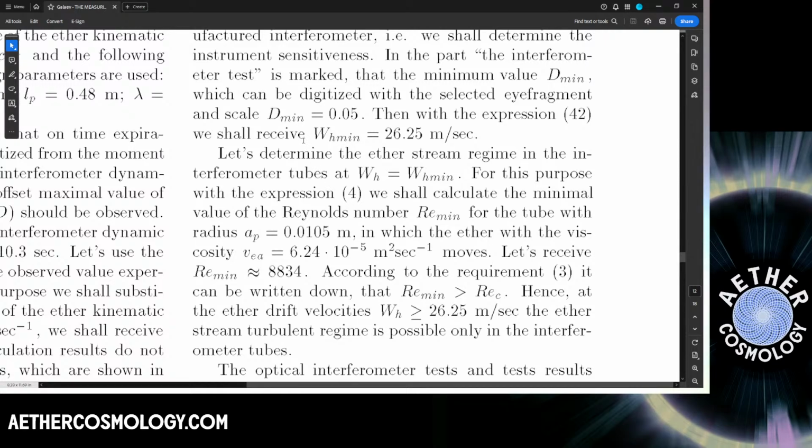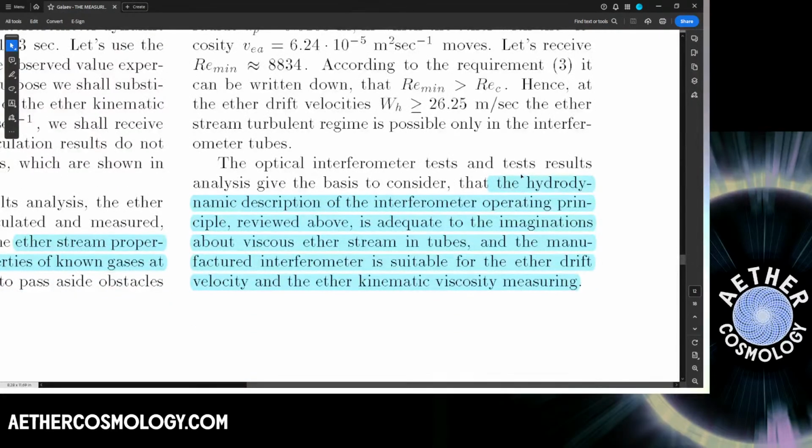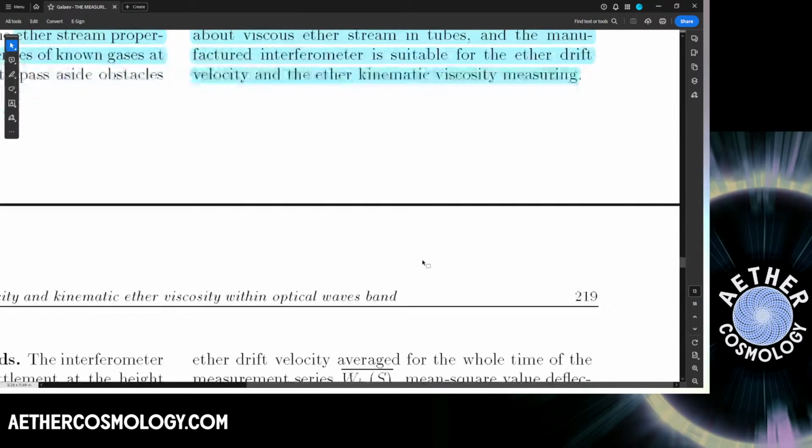According to the requirement of equation 3, it can be written down that Reynolds min is greater than Reynolds C. Hence, at ether drift velocities WH greater than or equal to 26.25 meters per second, the ether stream turbulent regime is possible only in the interferometer tubes. The optical interferometer tests and test results analysis give the basis to consider that the hydrodynamic description of the interferometer operating principle reviewed above is adequate to the imaginations about viscous ether stream in tubes, and the manufactured interferometer is suitable for measuring the ether stream velocity and the ether kinematic viscosity.